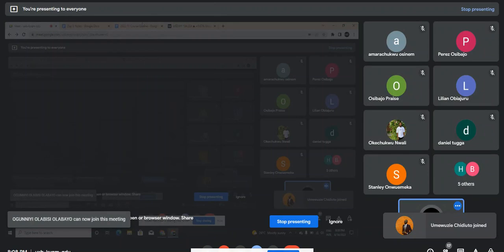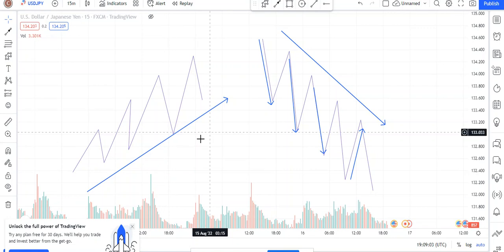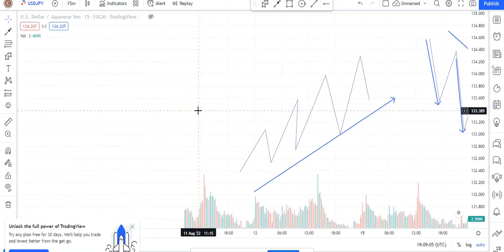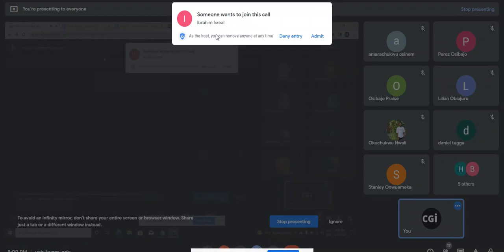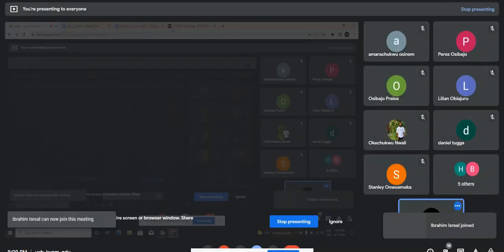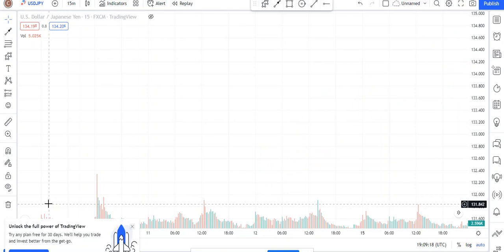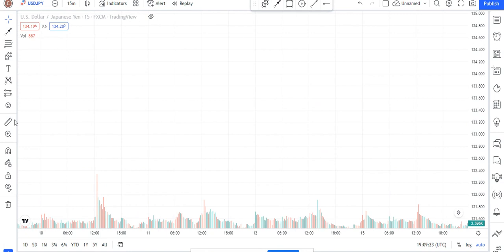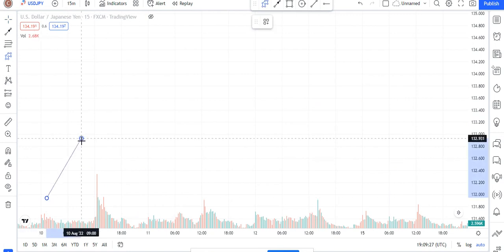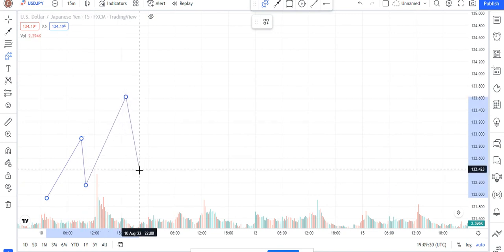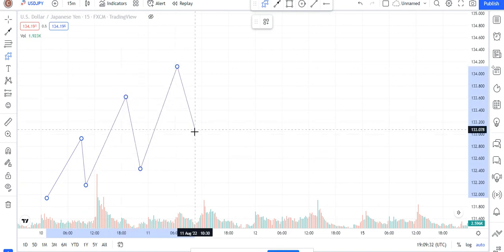Or basically, a trend or a range consists of two parts. A range consists of two parts or more. In a range, we have impulse legs and corrective legs. So an impulse leg plus a corrective leg makes a range.